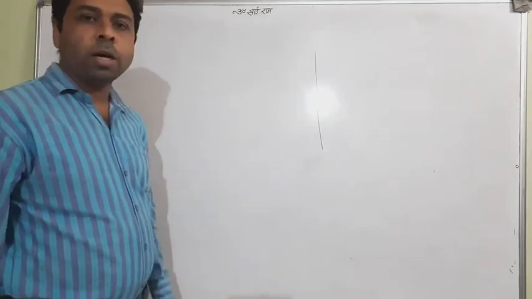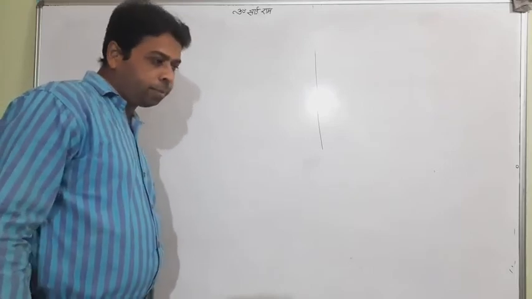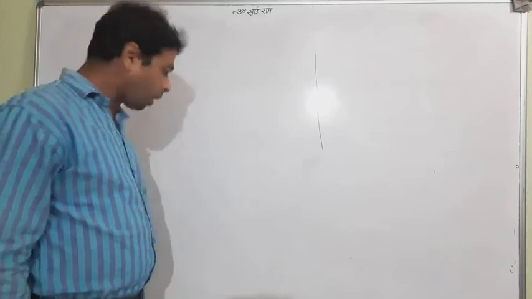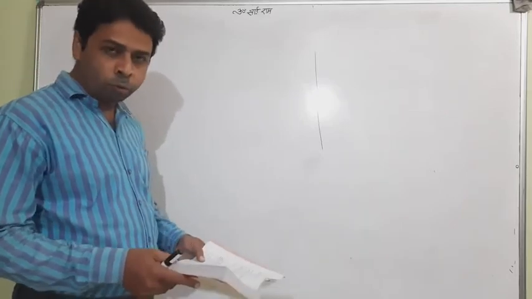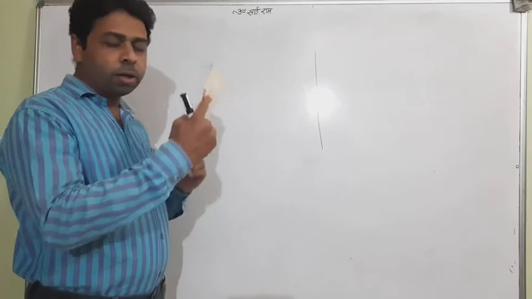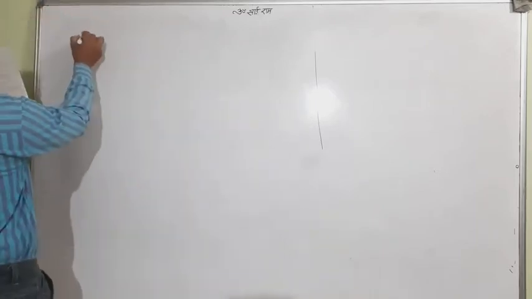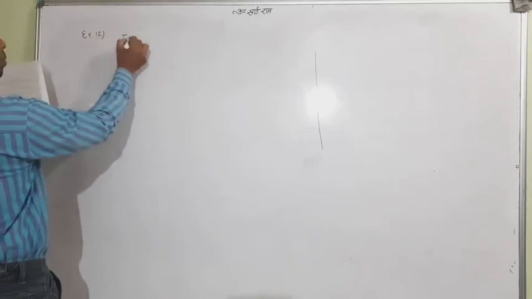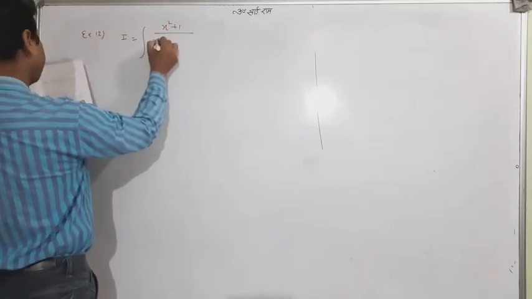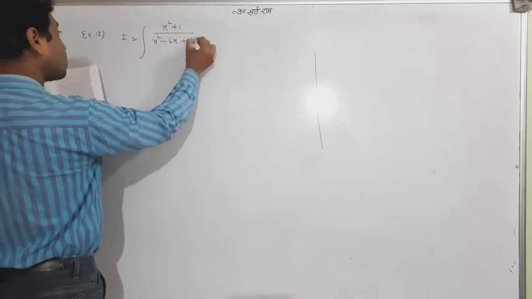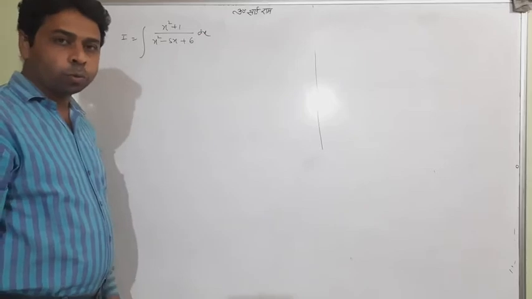Morning, students. Yesterday we learned the partial fraction method, and I taught you example number 11. So let me take some more examples so that you become expert in this. Example number 12. The question is (x square plus 1) upon (x square minus 5x plus 6). So what to do?